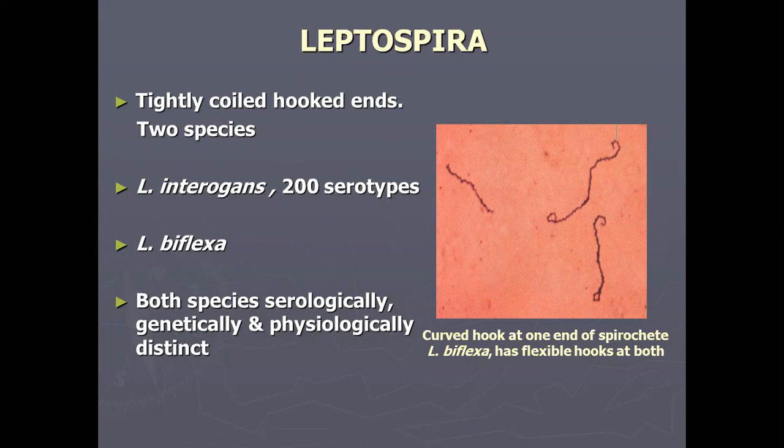So based on the antigenic differences in the cell membrane of Leptospira, we have more than 200 serotypes of Leptospira interrogans. Immunity to Leptospira is serospecific. One strain cannot provide protection against other strains. Both species, interrogans and biflexa, are serologically, genetically, and physiologically distinct, so one would not provide protection against the other. Even within interrogans, infection by one serotype cannot provide protection against the other serotypes.